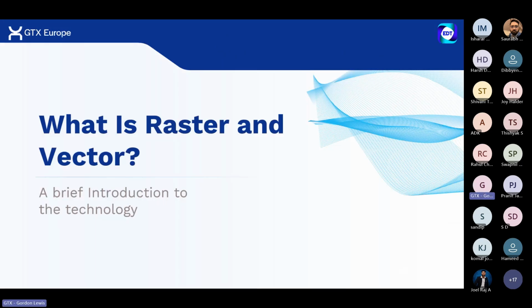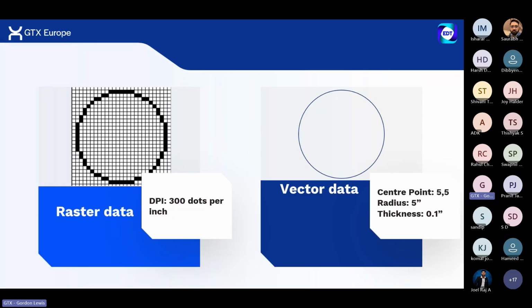What is raster and vector? I'll just go through this briefly. Raster is basically a series of dots on the screen that presents an image. So it looks like a circle. You can't do anything with it. It's just made up of dots. And the only information you have is the resolution.